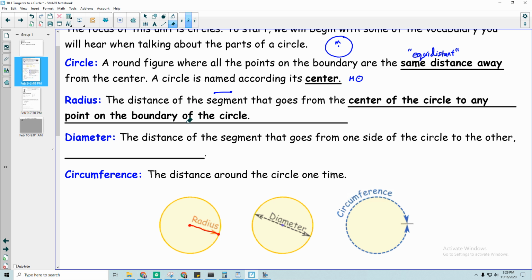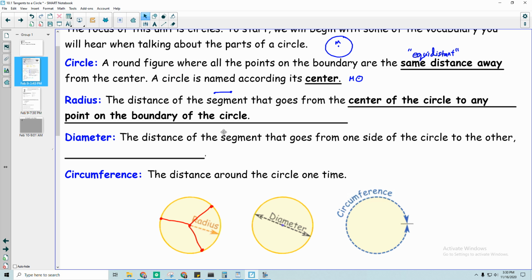I could have just as well made a radius in a different spot, just as long as it's starting in the center and it goes to some point on the boundary, let's say maybe this point instead, that's a radius, or this is a radius, or this is a radius. I can have as many radii as I want to.